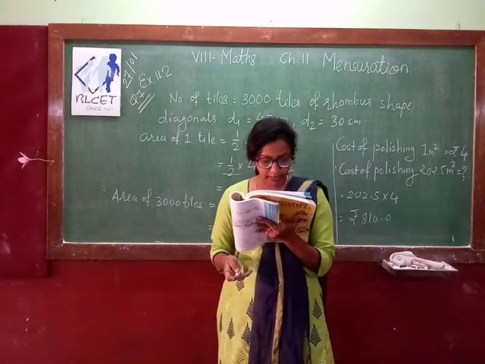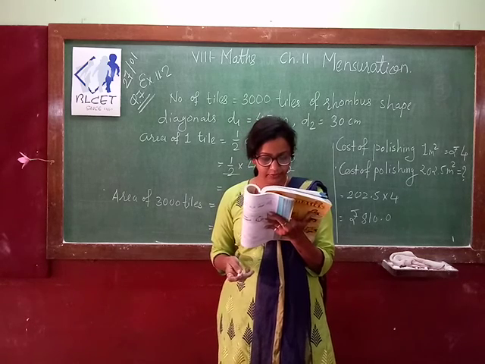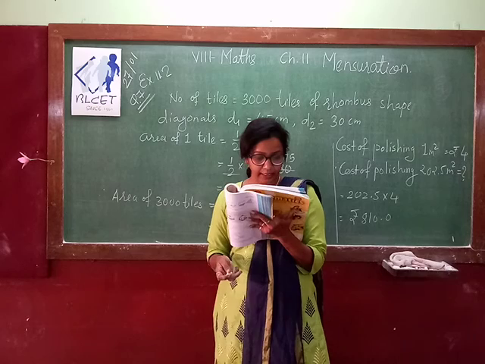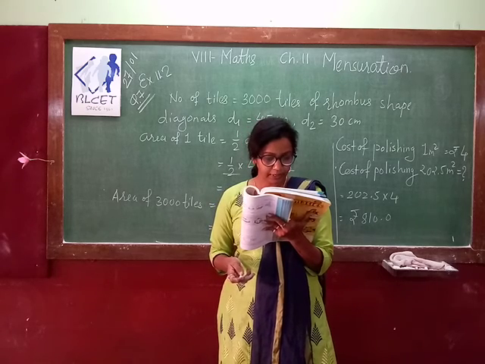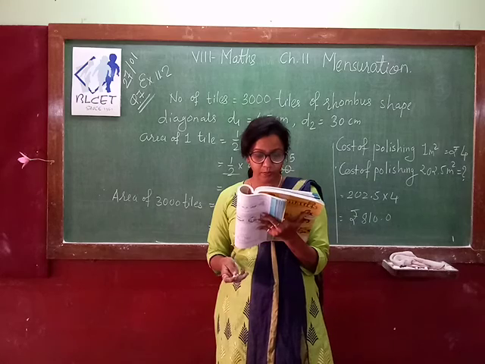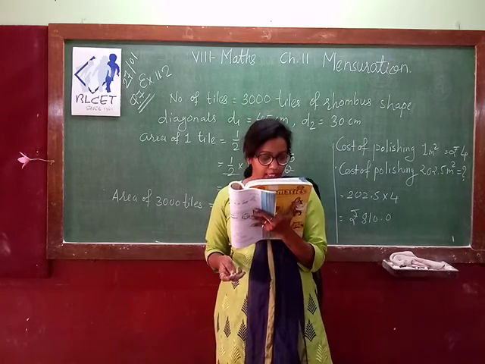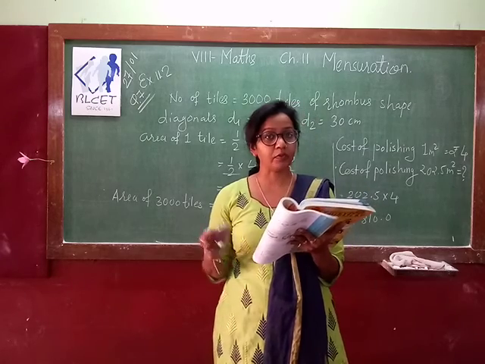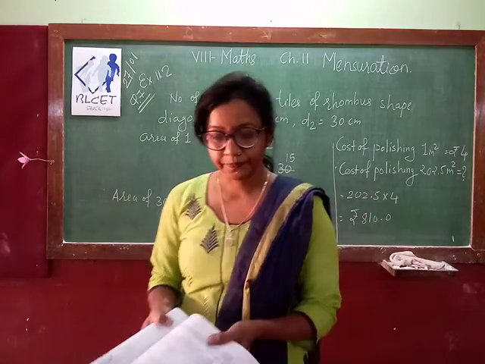The floor of a building consists of 3000 tiles which are rhombus shaped, and each of its diagonals are 45 cm and 30 cm in length. Find the total cost of polishing the floor if the cost per meter square is rupees 4. So here we have to find the area of the floor.